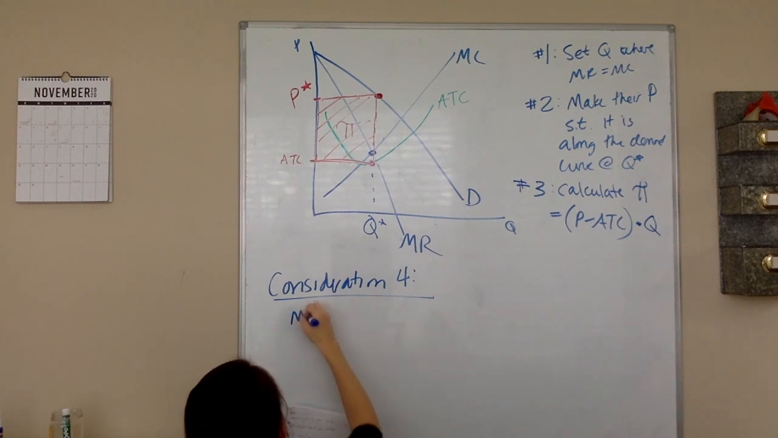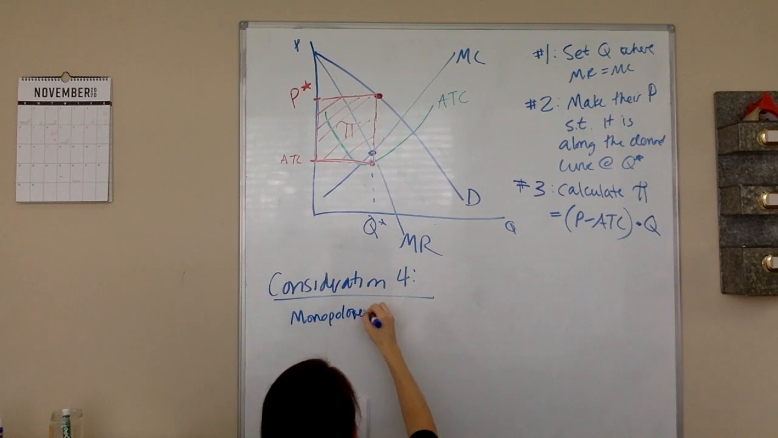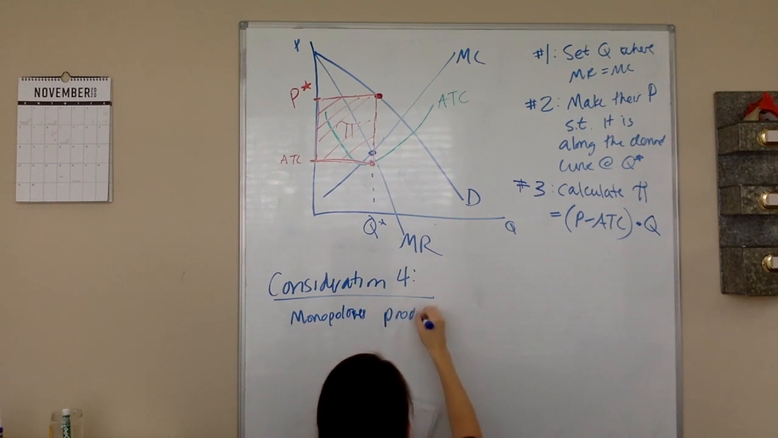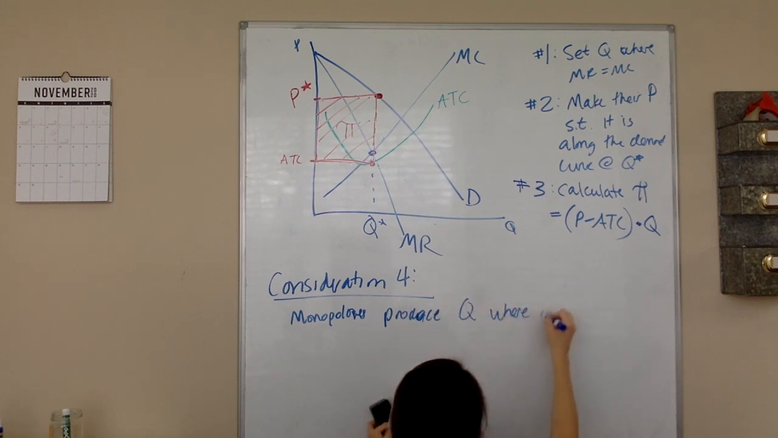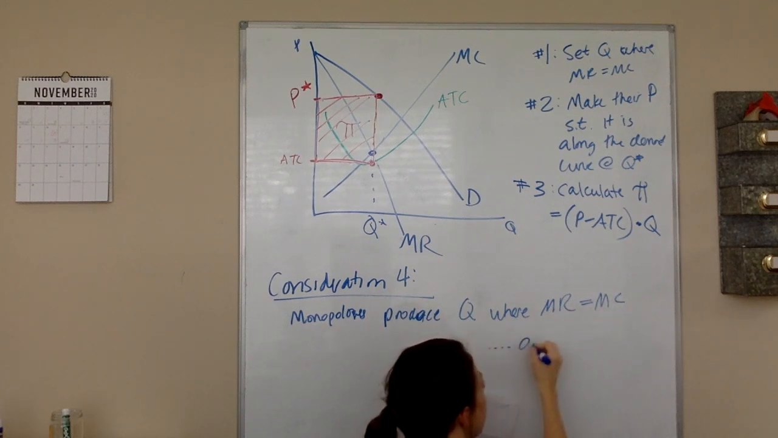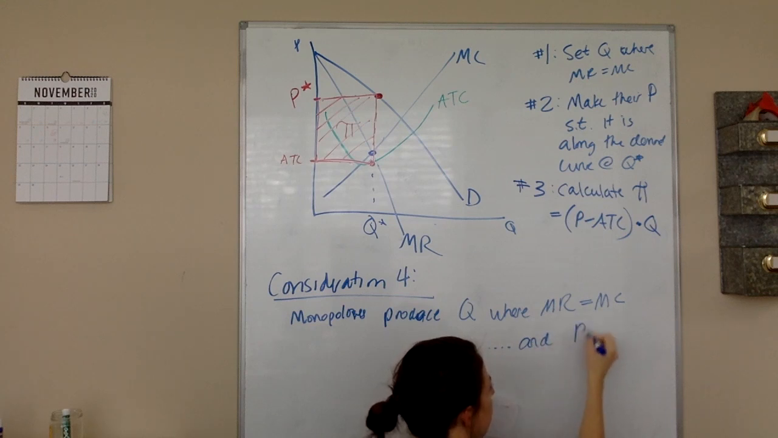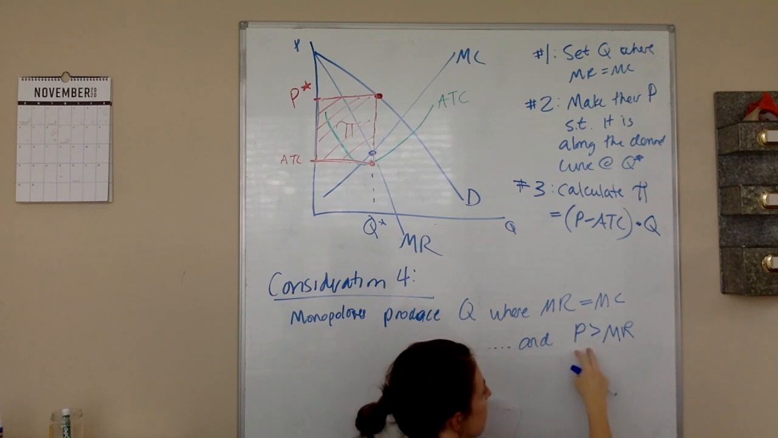Monopolies produce quantity where marginal revenue equals marginal cost, and we also said the price is above the marginal revenue, or conversely the marginal revenue is less than the price.